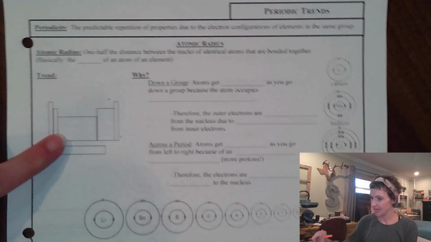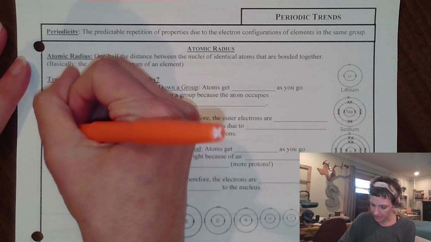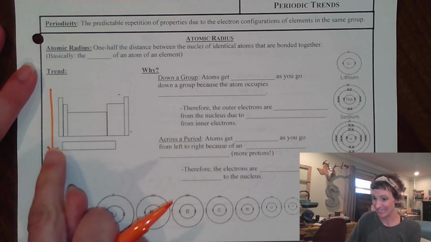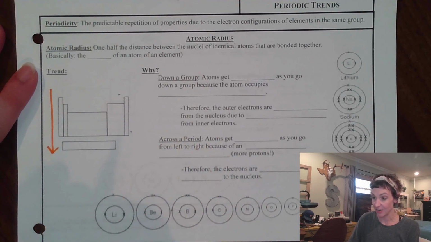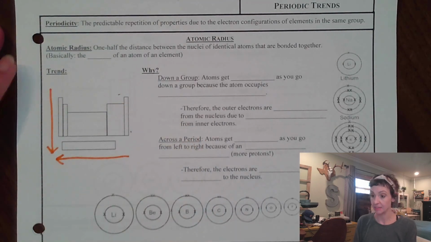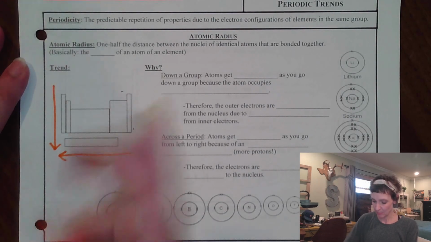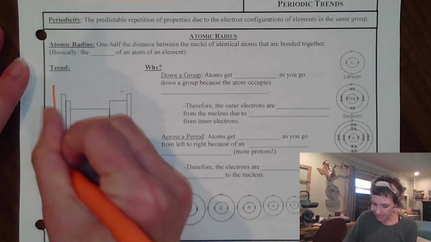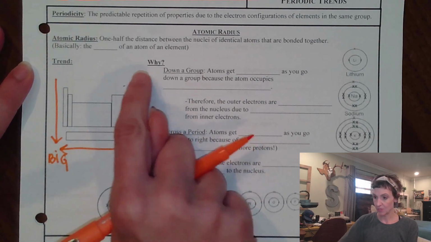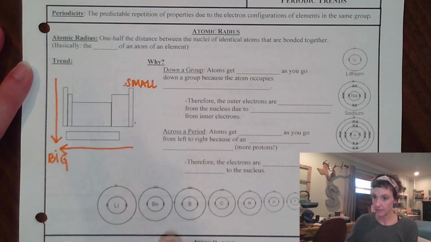But on my little mini periodic table right here, I thought we could write the trend lines for atomic radius. We know it increases going down a group and it decreases going from left to right across a period, which means the big atoms are to the left side of the period. Down here is where my big atoms are. Everything is trending towards being big in that bottom left corner, which means up here I've got my small stuff going on.